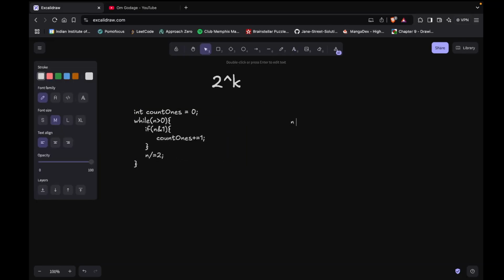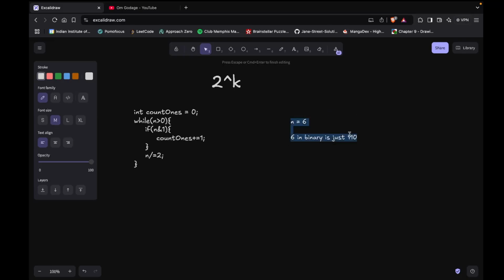Let's say your n is the number 6. 6 in binary is just 110. This number has 2 ones, and as you know, this is not a valid tile. What this program will do is count the number of ones in the binary form of 6. First you have count ones, which stores the count of ones as 0, and then this loop will run while n is greater than 0, and it will divide by 2 each time.